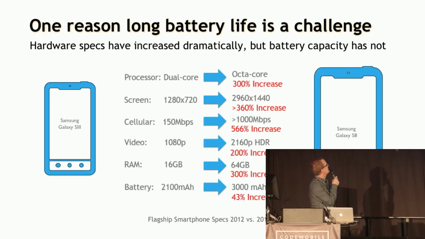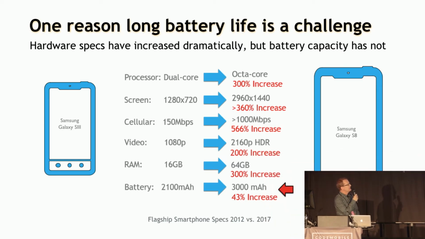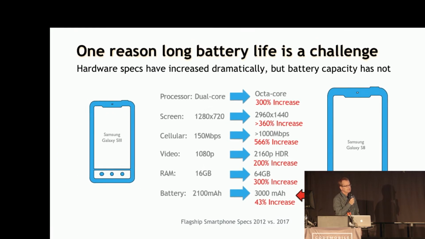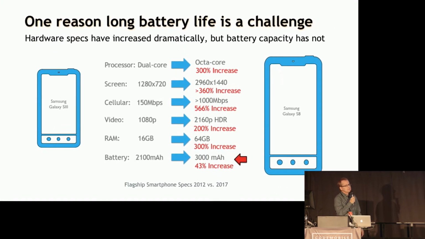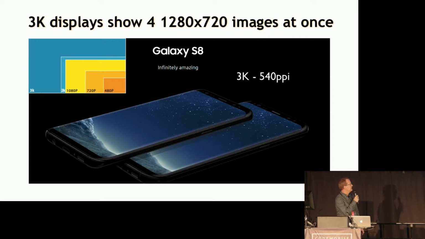One of the reasons long battery life is such a challenge is we've seen a dramatic change in the hardware specs over the last 5 years. We've seen the cores increase 300%. We've seen the screen resolution go up almost 400%. Cellular speeds have gone up almost 600%. RAM has gone from 16 gigabyte standard. The new GS8 has 64 standard. And the big problem here is the battery has only increased its capacity 34%. So it's no surprise that there's some challenges now.